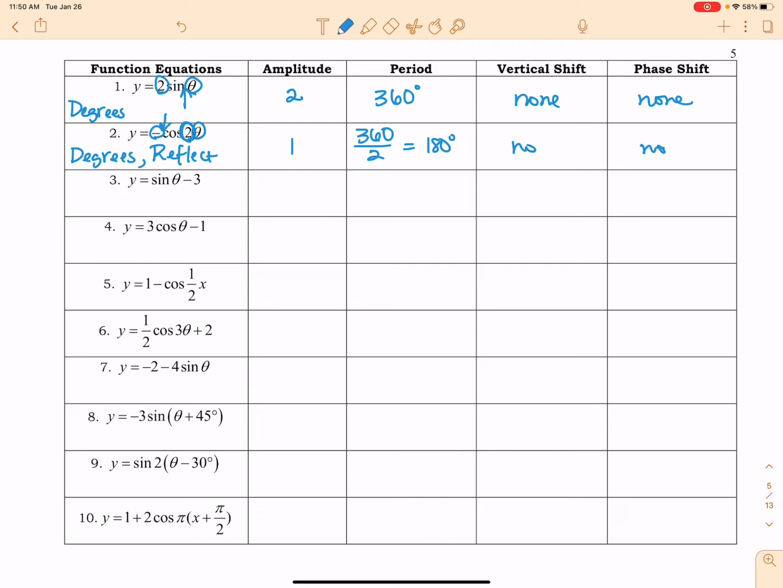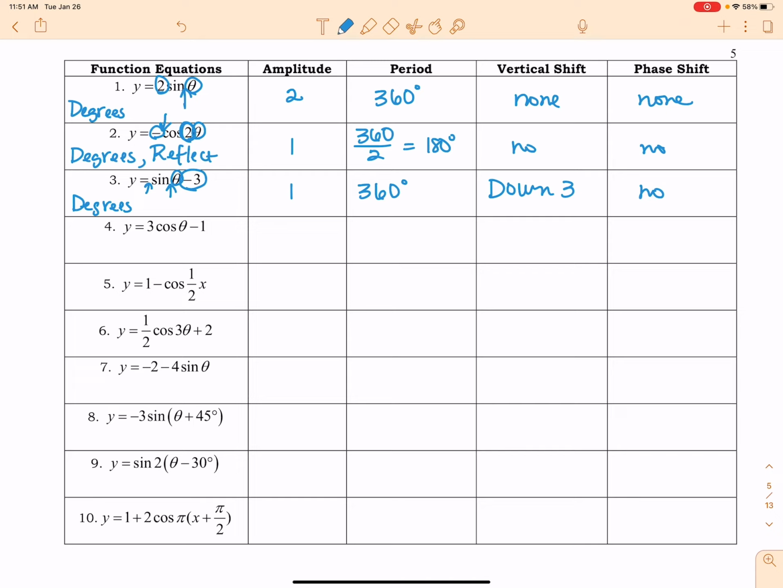Example 3, I'm still using theta here, so I'm still in degrees. There's no negative in front of sine, so there's no reflection. Since there is an understood 1 in front of sine, the amplitude is 1. Since there is no value between sine and theta other than 1, the period is going to be 360, just like the parent function. And then I've got this negative 3 tacked on at the end. The negative 3 is not in parentheses, so it is not a phase shift. That means we are moving the whole graph down 3.